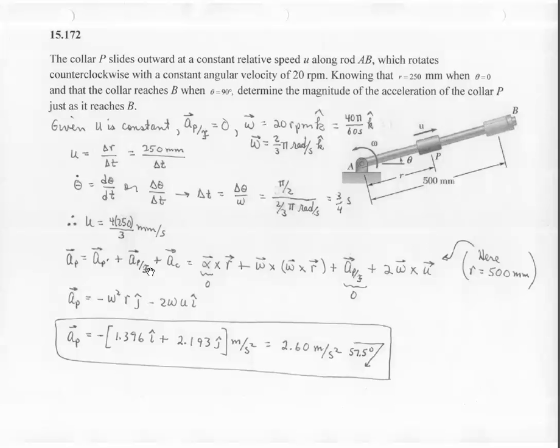A sub P slash F we said was 0, and then a sub C is going to be 2 omega crossed into u. When you do these products you're going to end up with minus omega squared r j for this one right here. And for this one, since u is in the j direction and omega is in the k direction, we're going to get a negative i out of that, so it's going to be minus 2 omega u times i. You plug your numbers in and you get this right here for your answer.